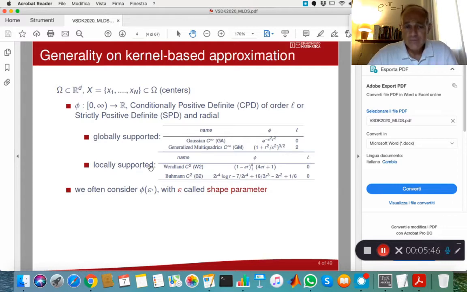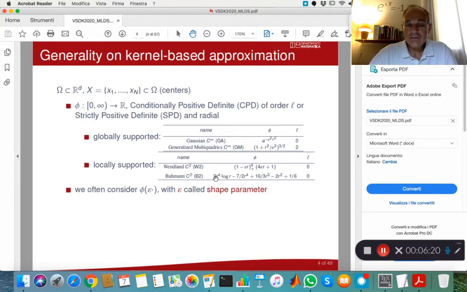There are then the so-called locally supported functions. For these I present two prototypes. One is the so-called C2 Wendland function. C2 means that it is continuous up to order 2 in any space dimension. The expression is given again using this r, where r is the norm 2. And the function is strictly positive definite because you see this factor L is 0.